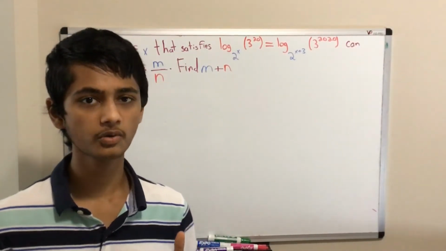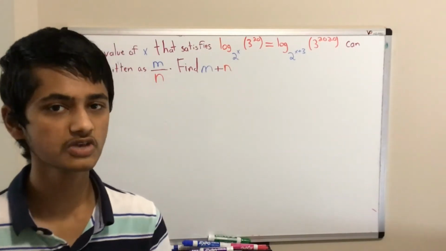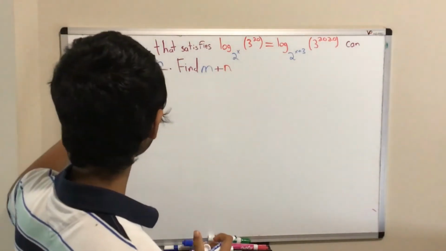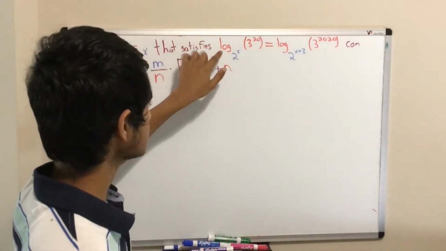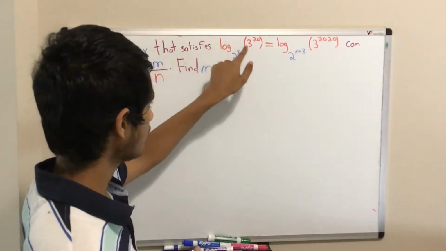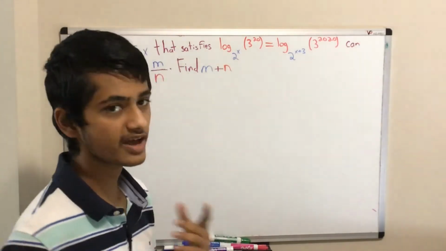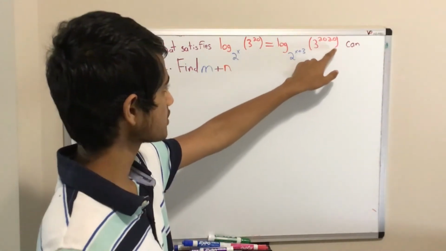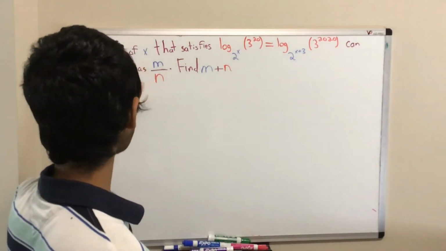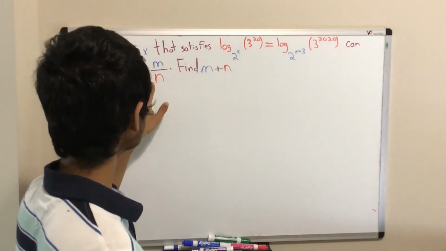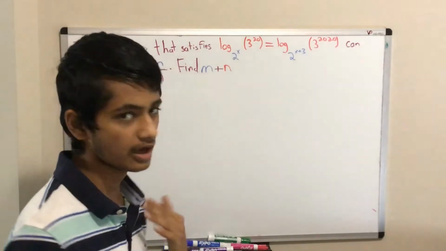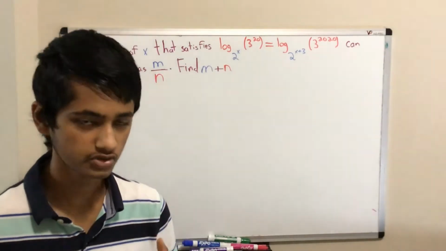And in this video, we're going to do a problem from the AIME, and more specifically, problem number 3. So, the value of x that satisfies log base 2 to the power of x of 3 to the power of 20 is equal to log base 2 to the power of x plus 3 of 3 to the 2020. And the value of x for that can be rewritten as m divided by n, and we're asked to find m plus n. And obviously, m divided by n is in lowest terms.